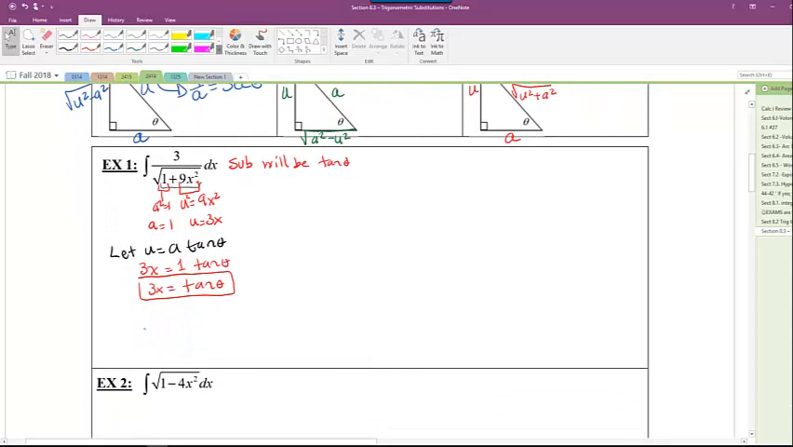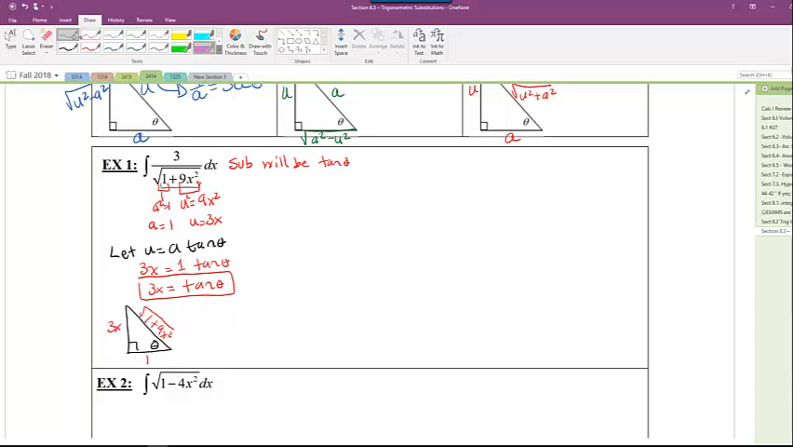We're going to go ahead and build a triangle for this right now. So if this is our triangle, and this is theta, and we're looking at the tangent of theta, we know that the side opposite would be 3x. Since there is no denominator, we're assuming 1. The side adjacent is 1. And then again, if you just use the Pythagorean theorem, we'd end up with this side right here being the square root of 1 plus 9x squared.